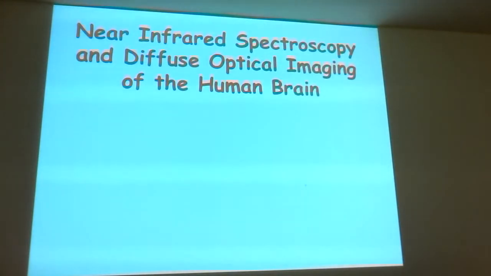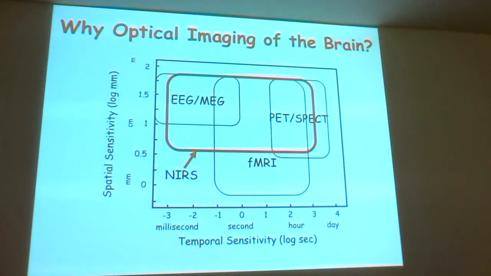So let's start off with near-infrared spectroscopy, diffuse optical imaging of the human brain. Why would you do optical imaging of the human brain? Well, it complements the traditional methods, so you've probably, have you all heard of fMRI? Who's not heard of fMRI? Good, you've all heard of fMRI.